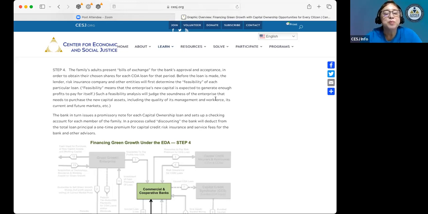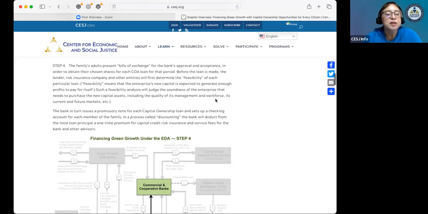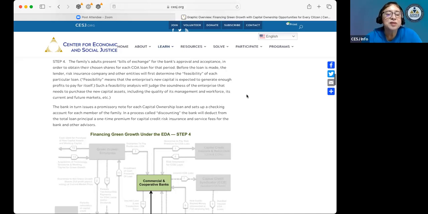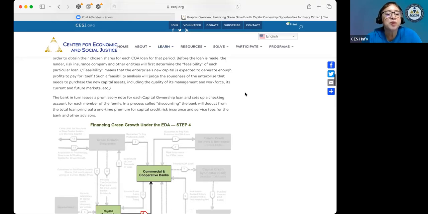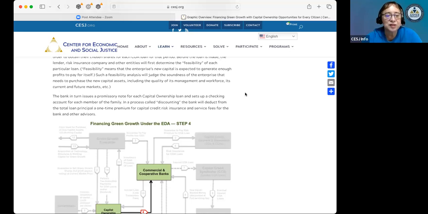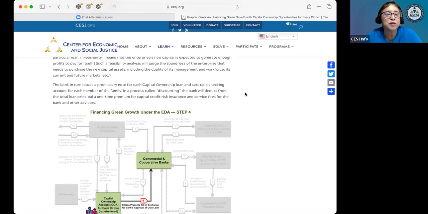So before the loan is made, the lender, the bank, the risk insurance company, and other entities will first determine the feasibility, and we talked about that, of each loan. That means the enterprise's new capital will be expected to generate enough profits to pay for itself. If it can't show that it's going to do that, it's not a feasible loan, and it will not be able to sell its shares. So it's kind of out of the picture. It has to judge the soundness of the enterprise, the quality of management and workforce, its current and future markets. So that feasibility analysis takes place even before you can offer your shares.